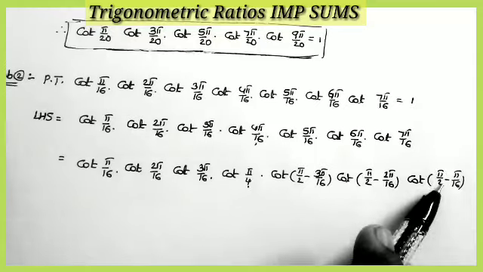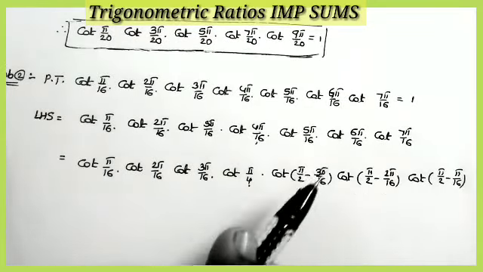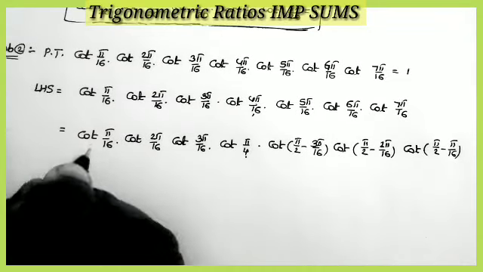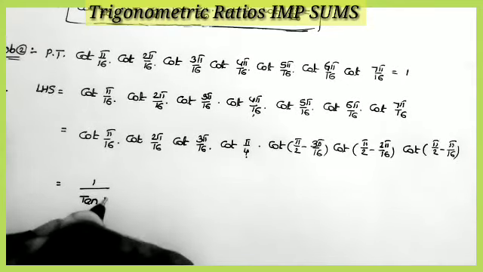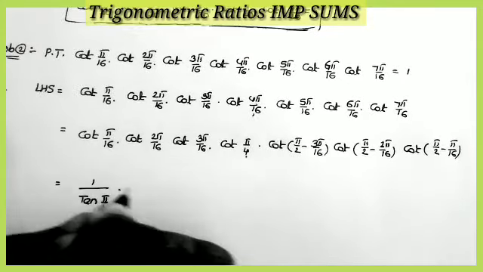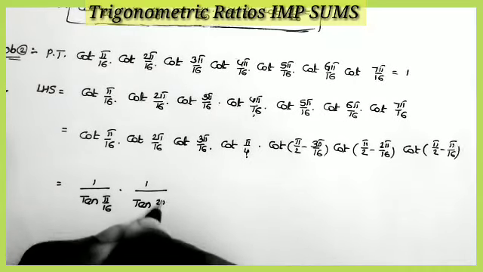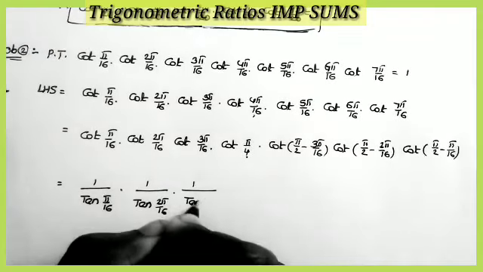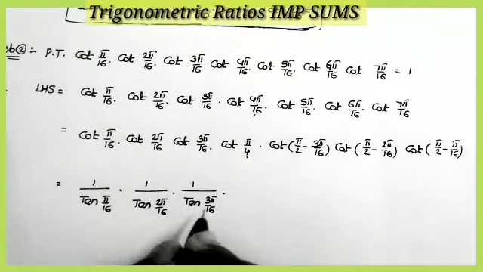After simplification, you get this angle 7 pi by 16, this becomes 6 pi by 16, and this becomes 5 pi by 16. Now this is equal to cot pi by 16. I am writing this cot as 1 by tan, 1 by tan pi by 16, the reciprocal of the tan function. And I am taking this one as 1 by tan 2 pi by 16, and this one as 1 by tan 3 pi by 16. Before the middle value, change the three functions in terms of tan theta.